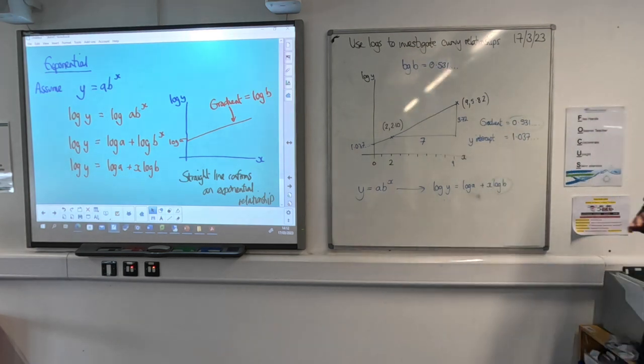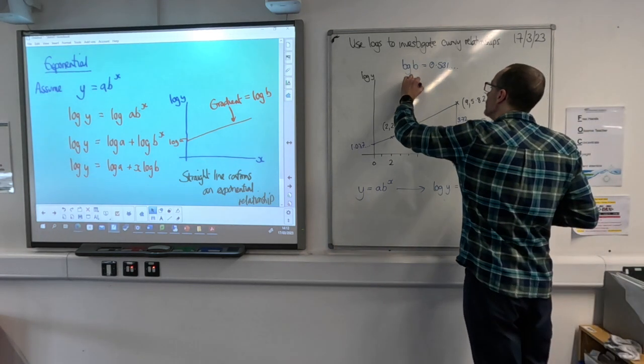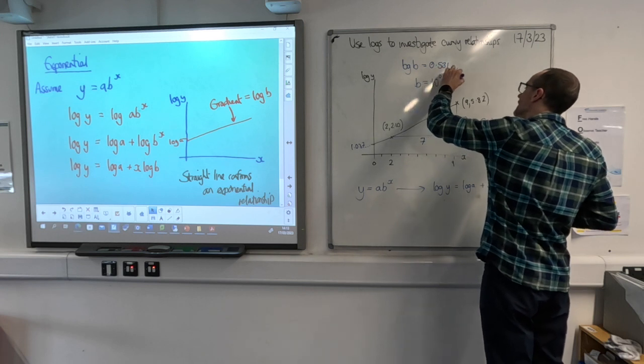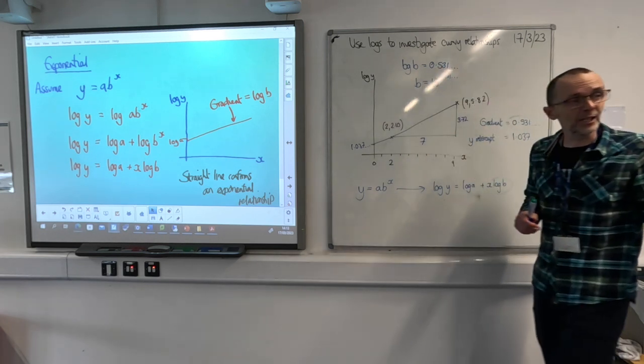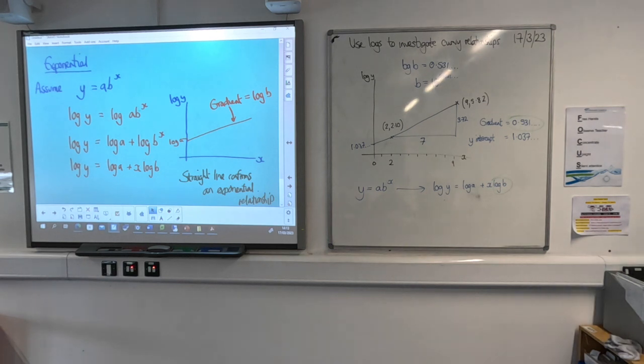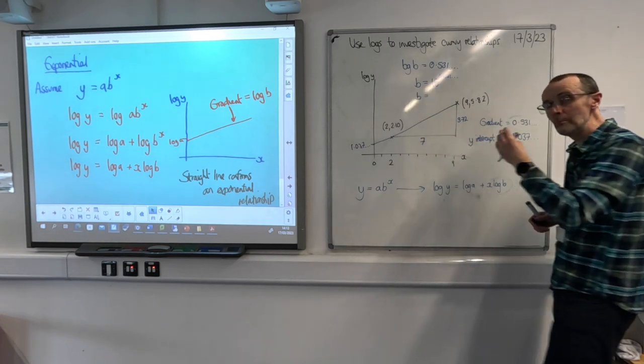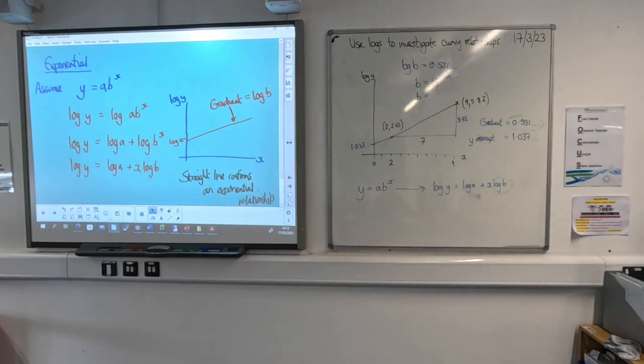How do you undo log to the base 10? We did that the other day. You do 10 to the power of both sides. Just like yesterday, we were undoing e by lning. To undo log, you do 10 to the power of. And so what that does is tells me my multiplier. The gradient tells me the log of b, so unlogging that, doing 10 to the power of that, gives me my multiplier.